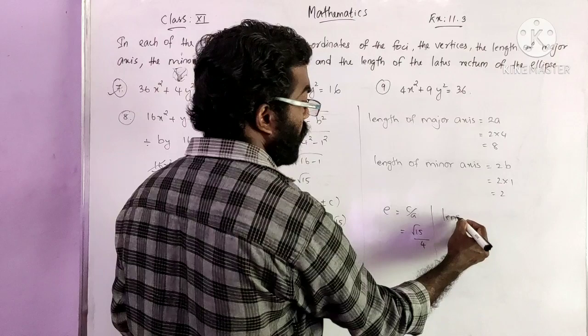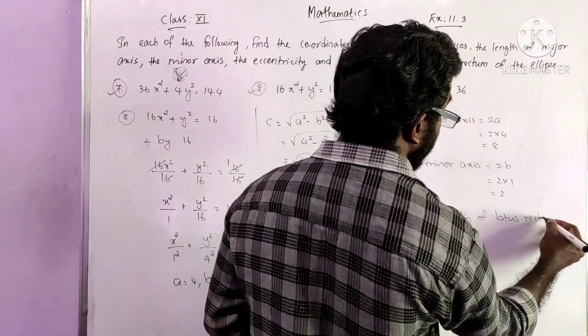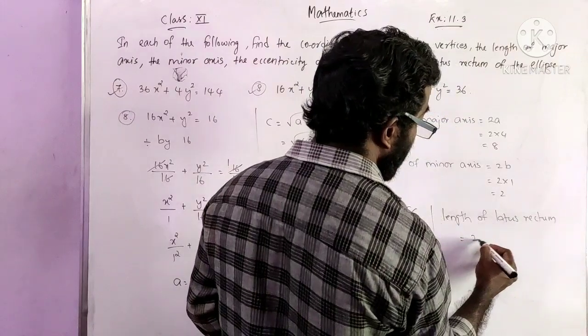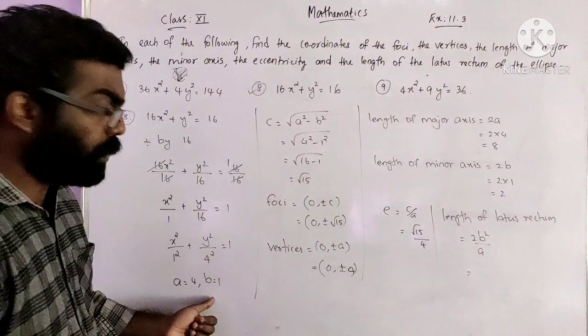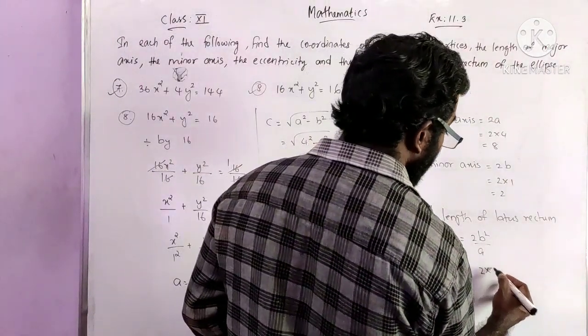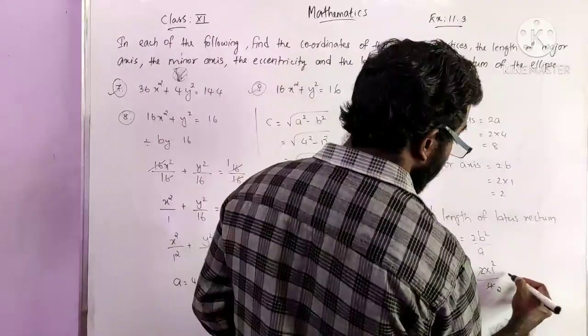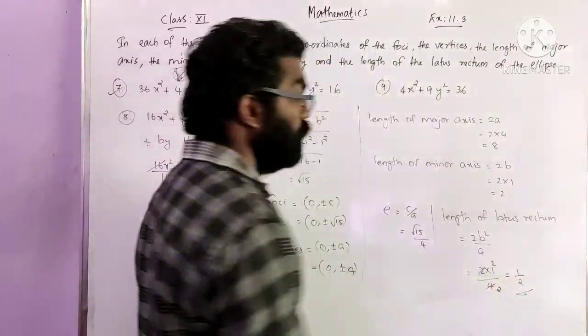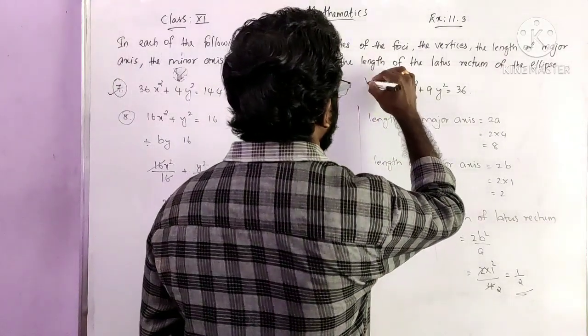Then length of latus rectum, 2b square divided by a, which is equal to 2 into b square, b is 1. So 2 into 1 square divided by a, 4. 2 and 4 cancel, 2. So 1 by 2. You can do question number 9 in a similar way. So do it as a homework.